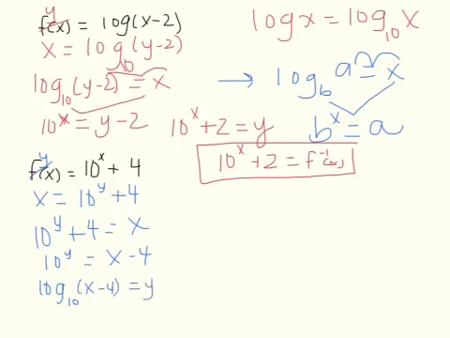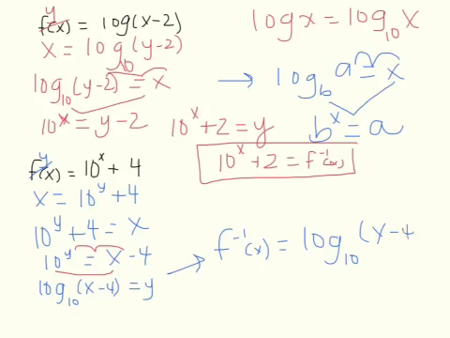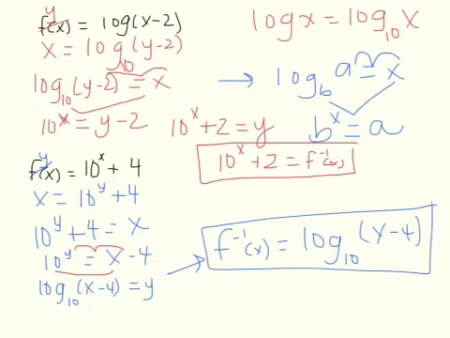Remember, we do log little number, big number equals y. And so now I have my inverse, and I can just change y back to f inverse of x. So log base 10 of x minus 4. Again, if I had an exponential, my inverse should be a log, and it is. My h was 0 and my k was 4, and here my h is 4 and my k is 0. So we did it correctly.